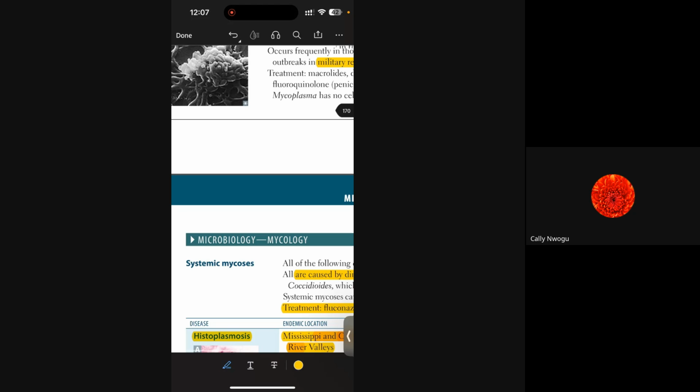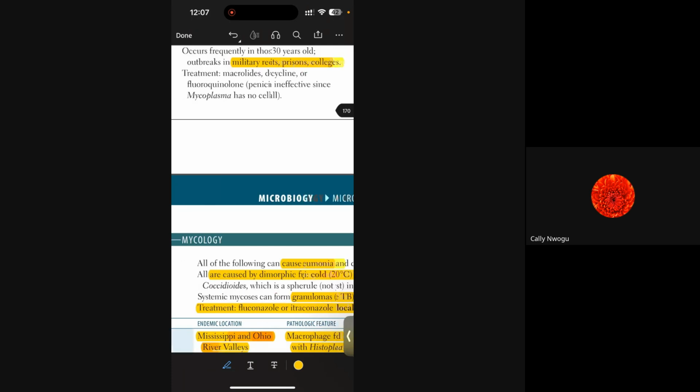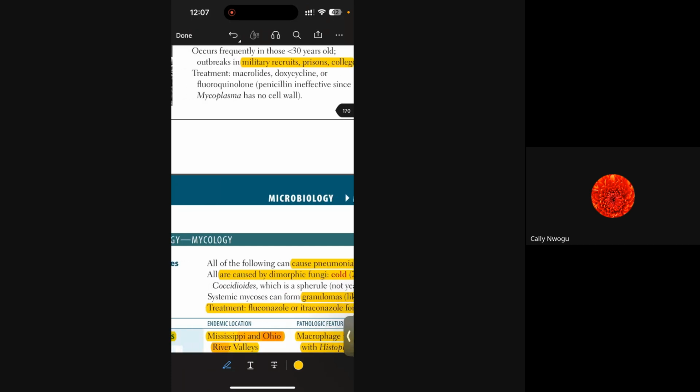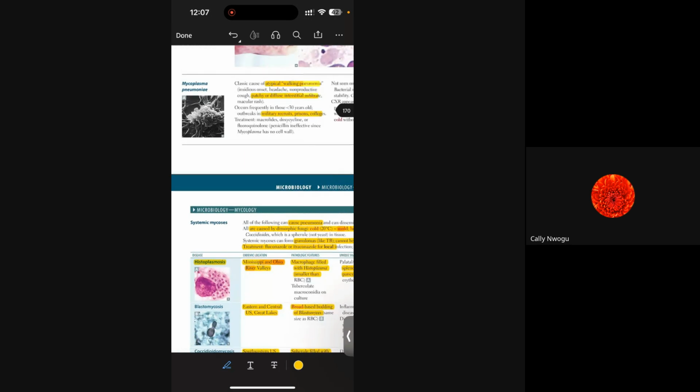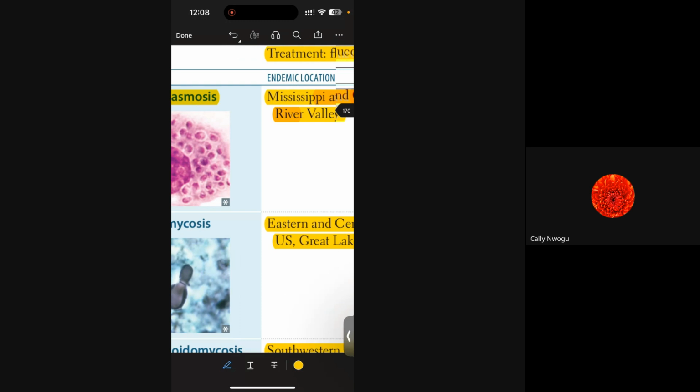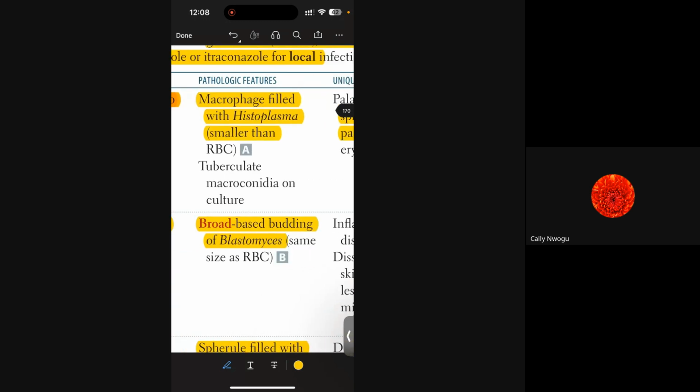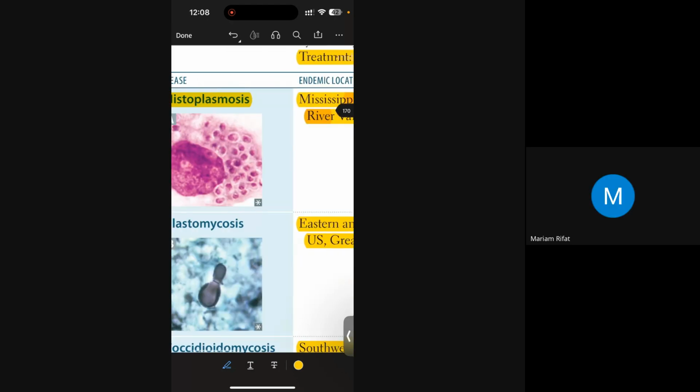All of the following can cause pneumonia and can disseminate. All four of them cause pneumonia, and they can also disseminate as well. Our patient is right now suffering from pneumonia. So what will be the answer here? The broad-based budding is in which organism? Blastomyces. Blastomycosis.